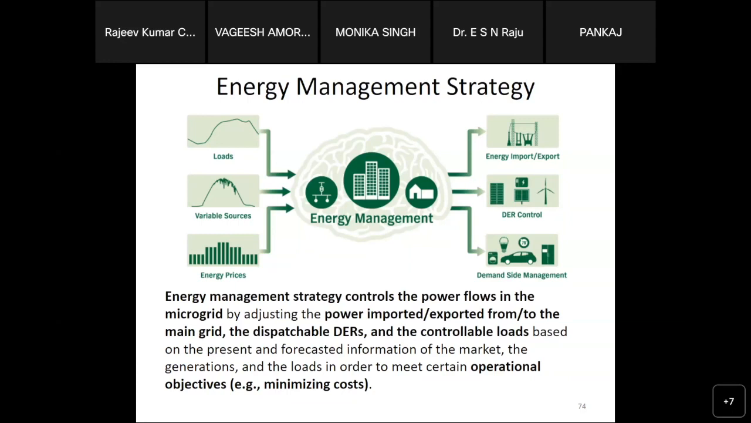And all these things are based on the present information of the market, the forecasted information of the market, and also the present information of the generation as well as the loads, the present information of the variable sources, and the forecasted information of the variable loads. So we will see all the components for which we can control the output, import or export. At the end of the day, we are going to control the power flow in the microgrid by adjusting all these import and export powers. We have one objective, that is, we have to minimize the cost of the operation. So for that, we are going for all these controls.